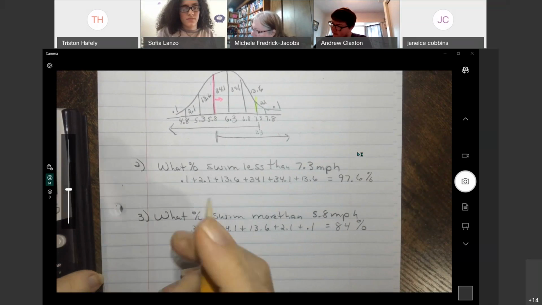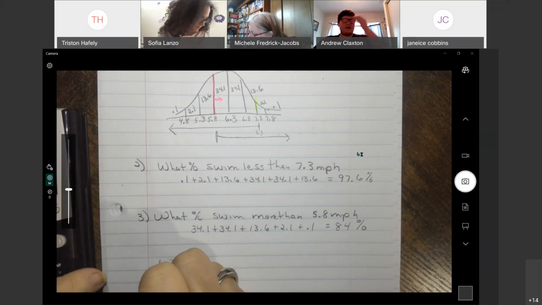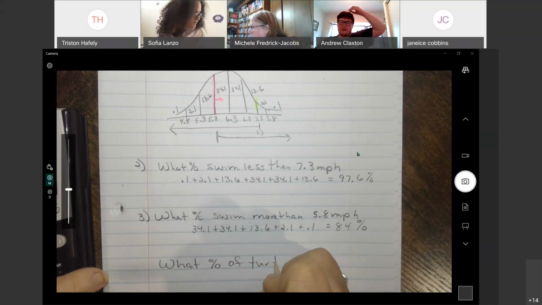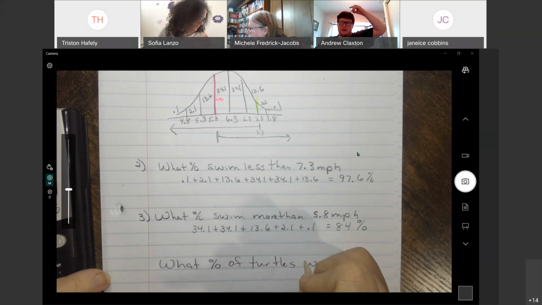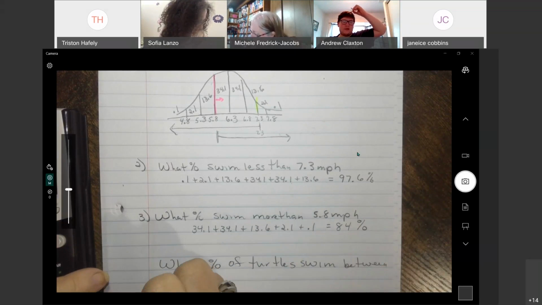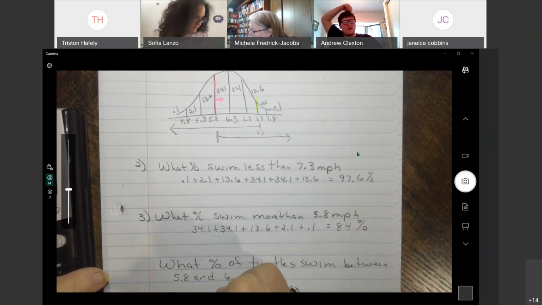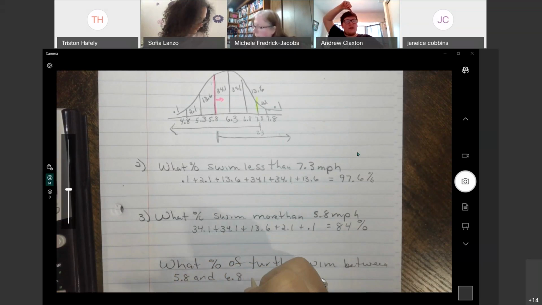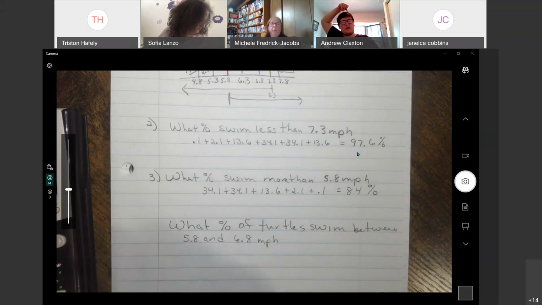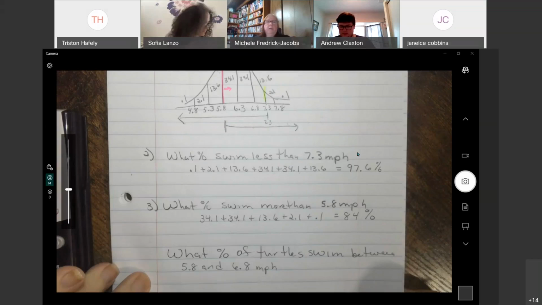Let's try one more just to make sure you understand it. What percent of turtles swim between 5.8 and 6.8 miles per hour? So what percent of turtles swim between 5.8 and 6.8 miles per hour?